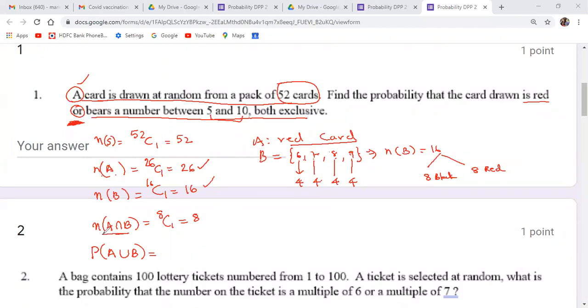Then you need A intersection B. How many common cards are there? Out of the 16 cards, 8 are black and 8 are red. So the number of cards which are red and also have a number among 6, 7, 8 and 9 are how many? 8. So N of A intersection B is 8.